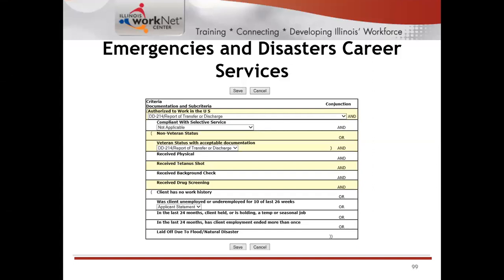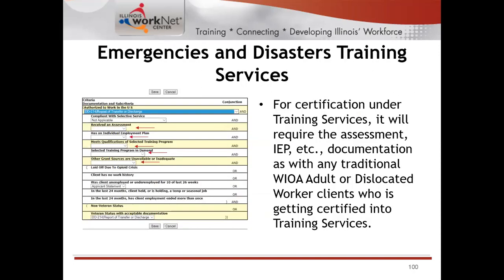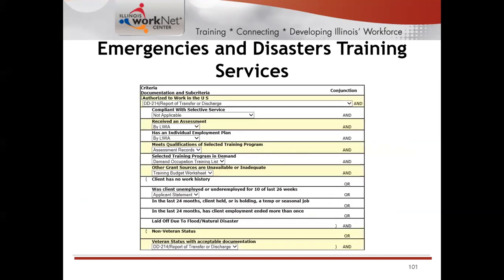And the same for in the last 24 months says employment ended more than once. So here's a complete screen of the client's eligibility documentation populated. Here's the one for emergency disasters for certification and training. You have to prove that you've had an assessment, you have an IEP, the client meets qualifications for a training program, training program's demand and other grant sources unavailable. Again, you'd only need this if the client was intended to go into training. In my case, for this mock client, she was intended to go into both disaster relief employment as well as traditional dislocated worker for training.